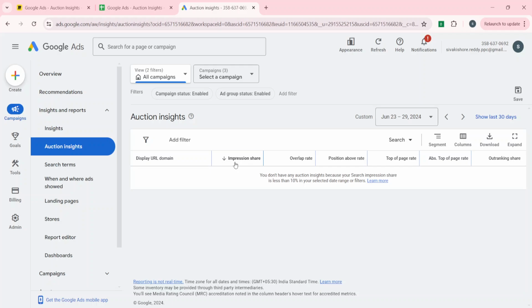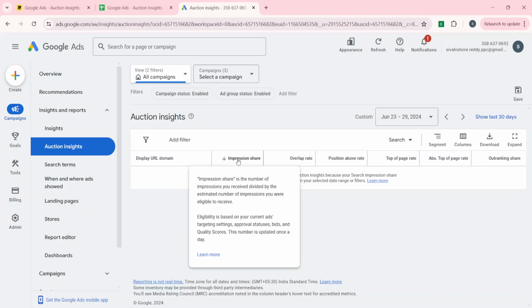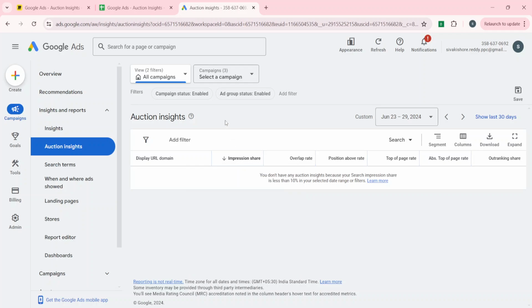Okay, so the rest of the metrics we don't use much, but I have explained them so that you will get an idea of what these metrics are. But impression share is the one important metric that you have to consider very carefully. Okay, so I hope you have understood these lessons about auction insights. We will meet in the next one.